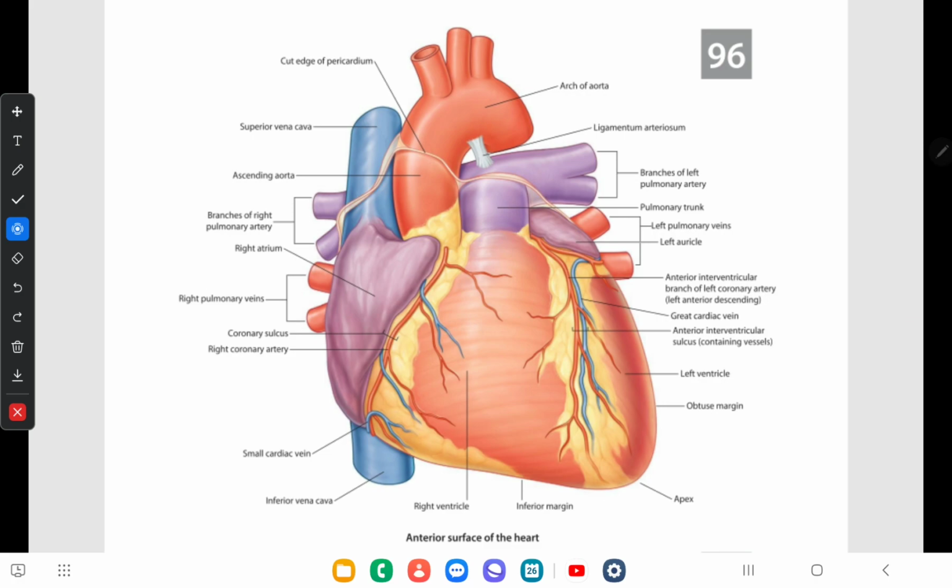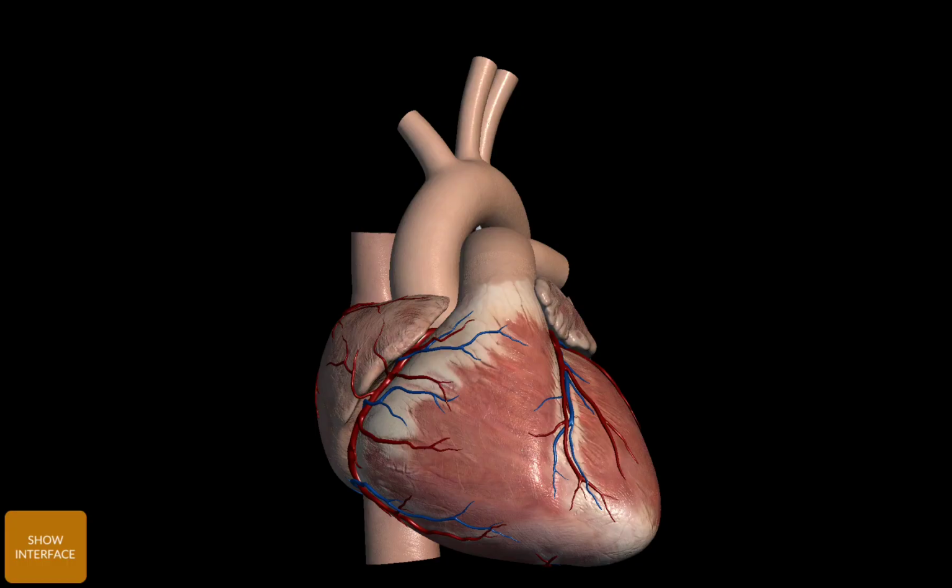Today I'm going to discuss one of the most important parts in anatomy, the anatomy of the heart. The heart is a vital organ in our body. You all know that. The heart is a hollow muscular organ and it is somewhat pyramidal in shape. You can see it is pyramidal in shape. I'll show you a 3D picture as well.